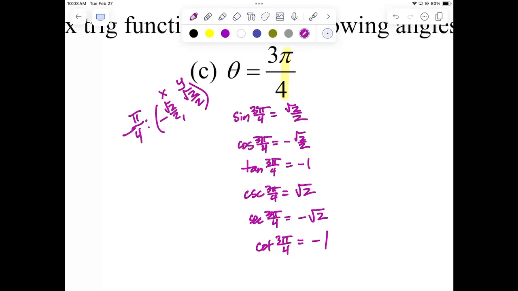Yeah, there they are. Any questions on how we generated those? We did those a little more quickly than usual. But remember, the reciprocal of root 2 over 2 is just root 2.